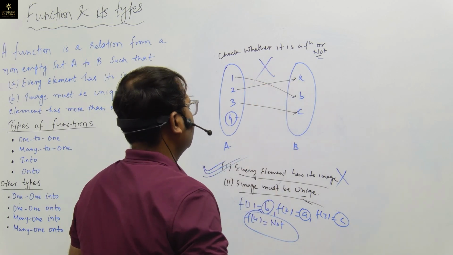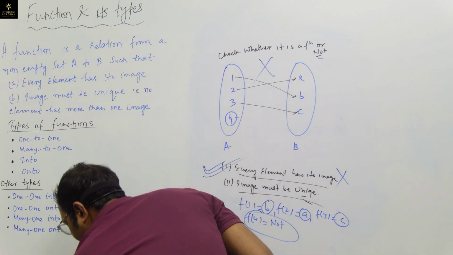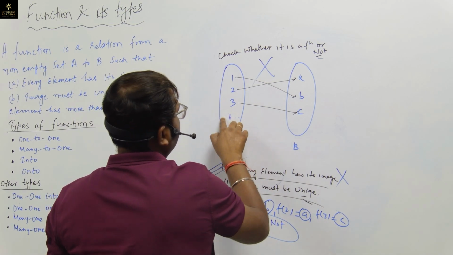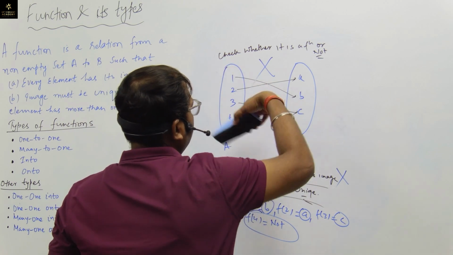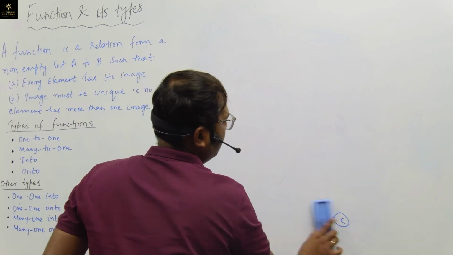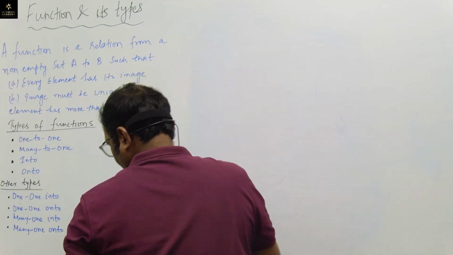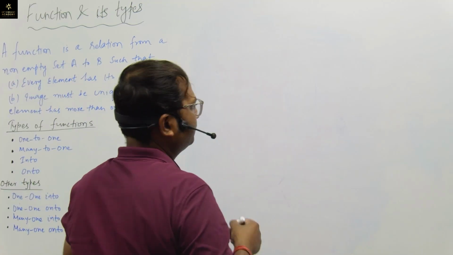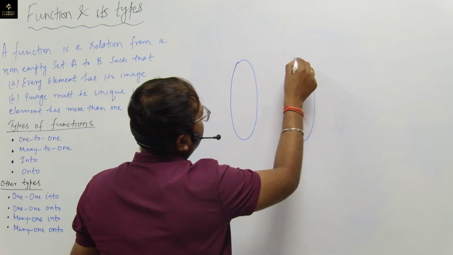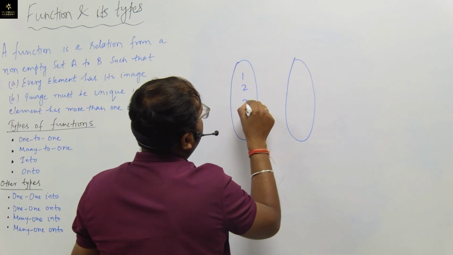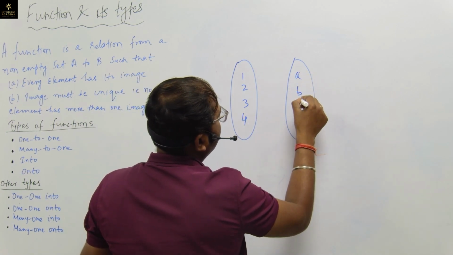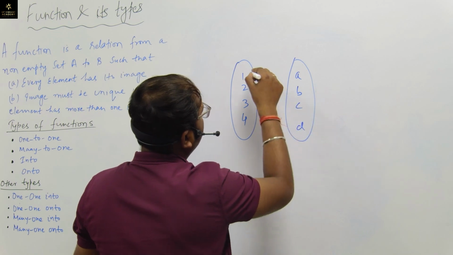Now let us take a second example. Every element must have an image. 4 has no image at all, so hence we do not call this relation a function. Now let us take one more example. 1, 2, 3, 4. And a, b, c and d.